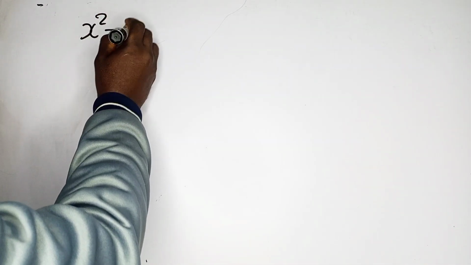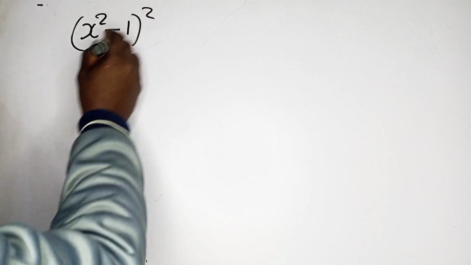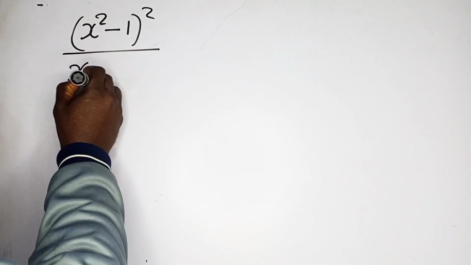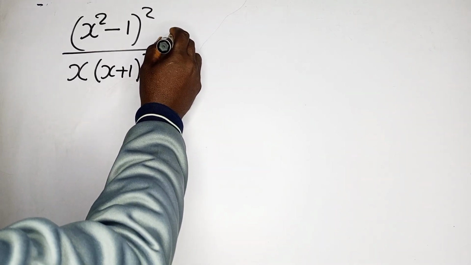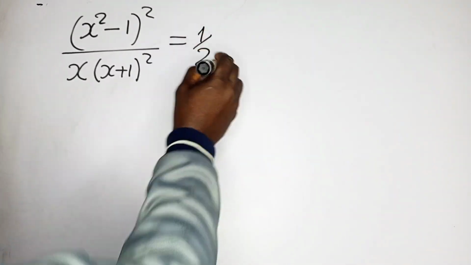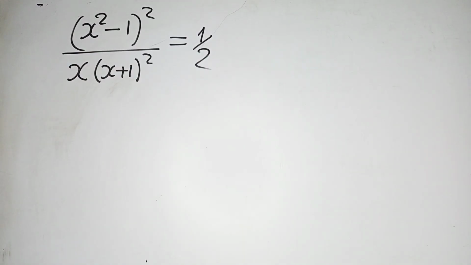We have (x² − 1) all squared all over [x(x + 1)] all squared equal to a half. To solve for x, now we have to apply our algebra carefully.